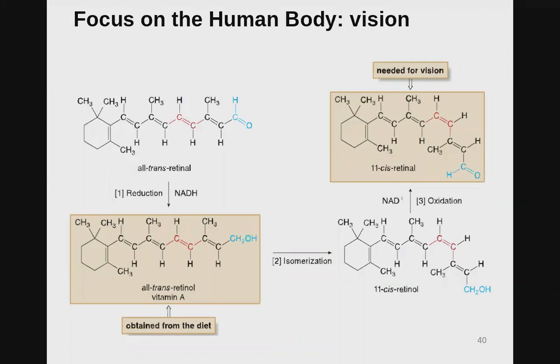Now, a couple things. Now we have all-trans retinol. Now it can be reduced to vitamin A. We can get vitamin A from our diet. Cis retinol, which is what we need for vision, can actually be derived from vitamin A. So we can isomerize vitamin A to 11-cis retinol and then oxidize that to cis retinal.